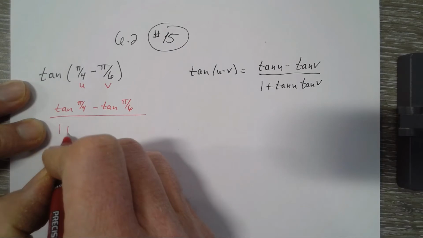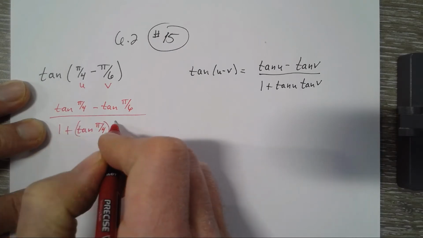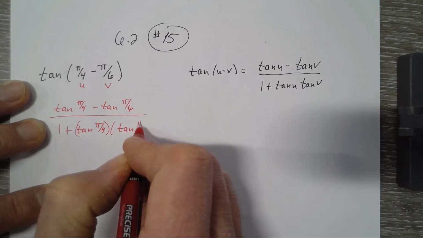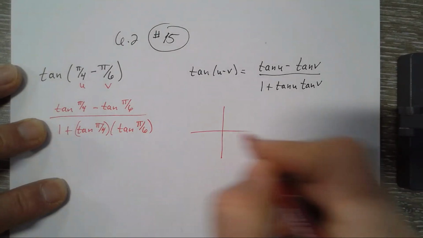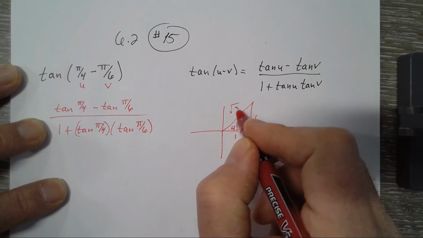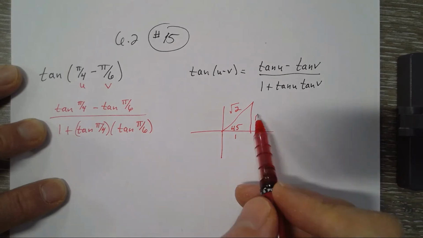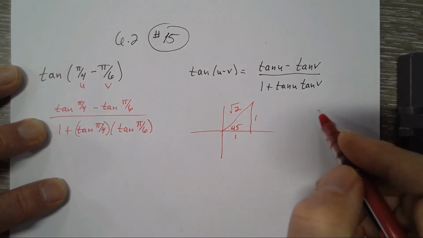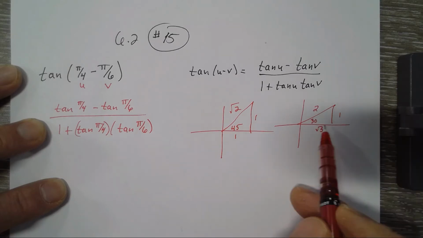1 plus tangent u times tangent of v. Alright, so we need to know what the tangent of pi over 4 is. So pi over 4 is 45 degrees, so it's 1, 1, square root of 2. So the tangent of pi over 4 is just opposite over adjacent, which is 1. And then pi over 6 is 30 degrees. Tangent of 30 degrees is 1 over square root of 3.